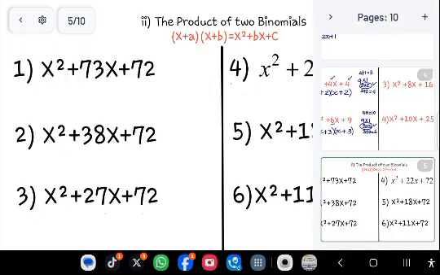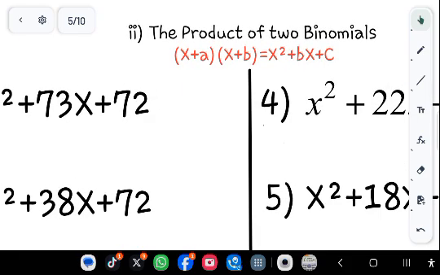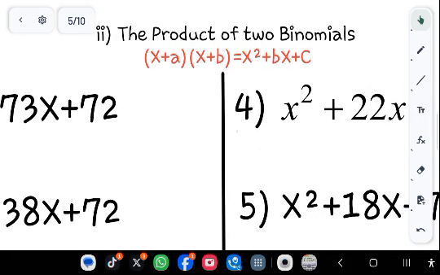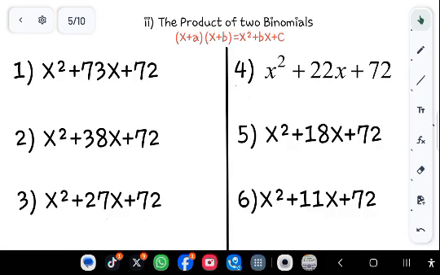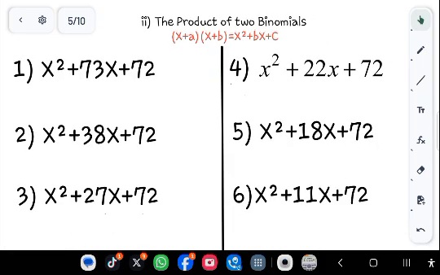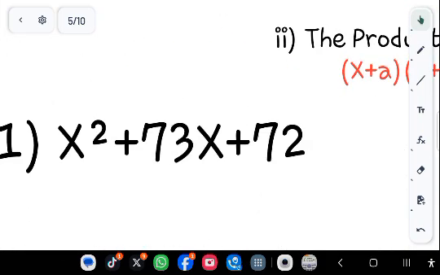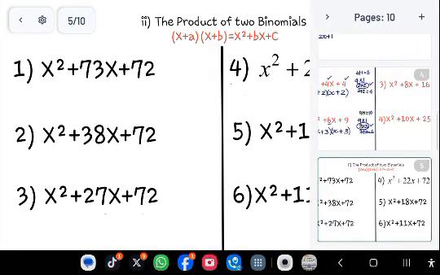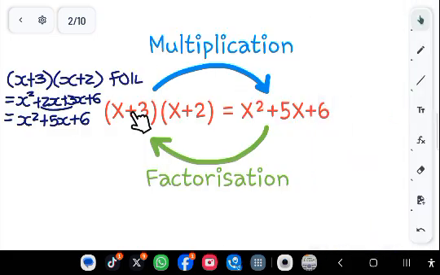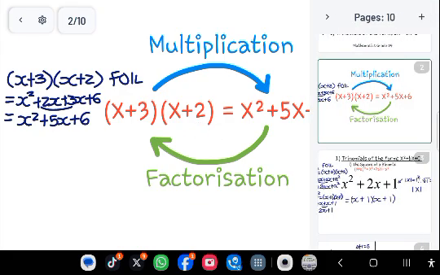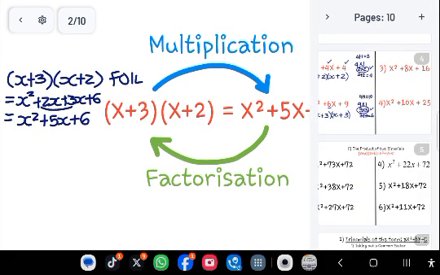Now let's move on. Now let's look at the second type of trinomial that you get. That's when you get just the product of any 2 binomials, like we did with that x plus 3 times x plus 2. This question, x plus 3 times x plus 2, is just a normal binomial by another binomial.